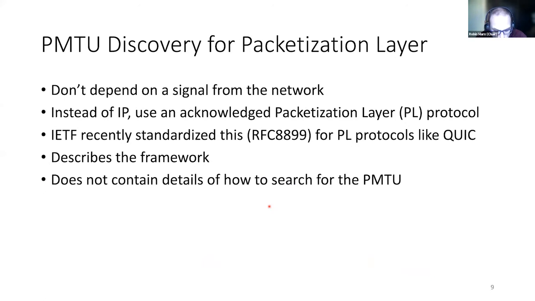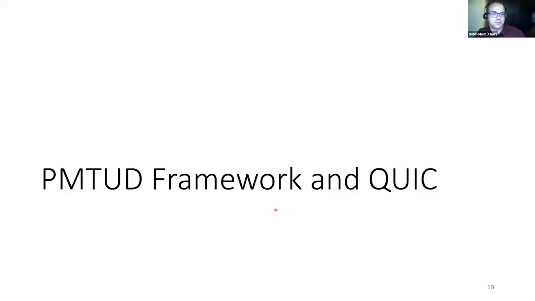So if we can't rely on a signal from the network, we shouldn't depend on it. And as IP doesn't provide some form of a signal, we should instead implement the PMTU discovery in an acknowledged packetization layer protocol. The IETF recently standardized this for protocols like QUIC, but only described the framework. It does not describe details about how to search for the PMTU. And this is where our work started.